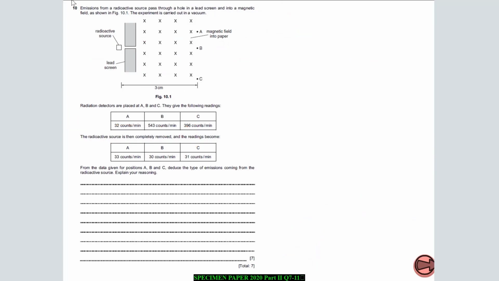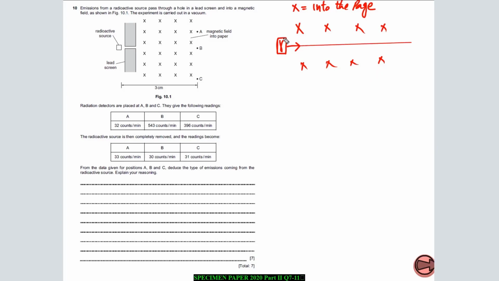Question number 10 is about radioactivity, but this is a kind of combination of electromagnetism and radioactivity. So first of all, we need to understand if we have magnetic field that is into the page. This symbol cross means into the page. So we can simply draw these arrows. Now, first thing we need to understand, if gamma particles are coming, this particle will just go in a straight line like this.